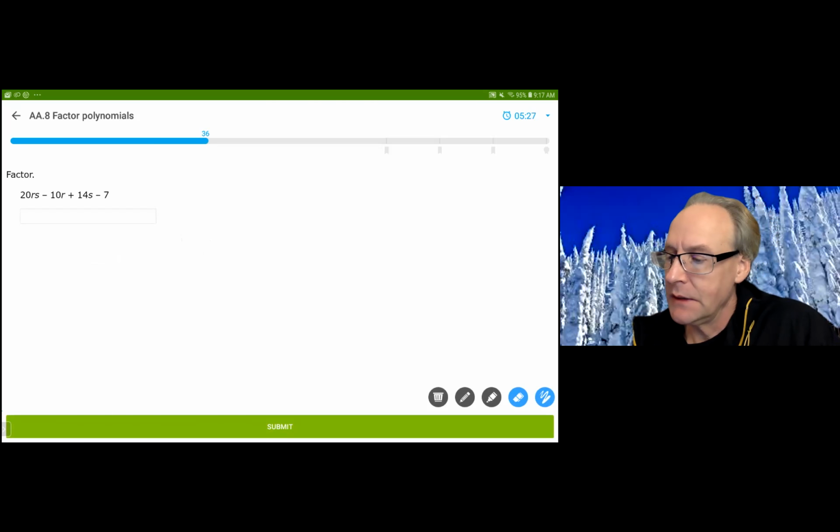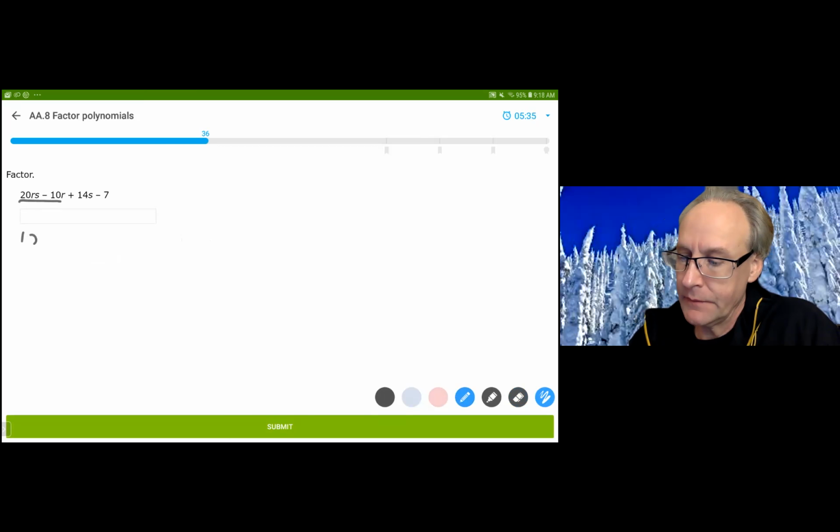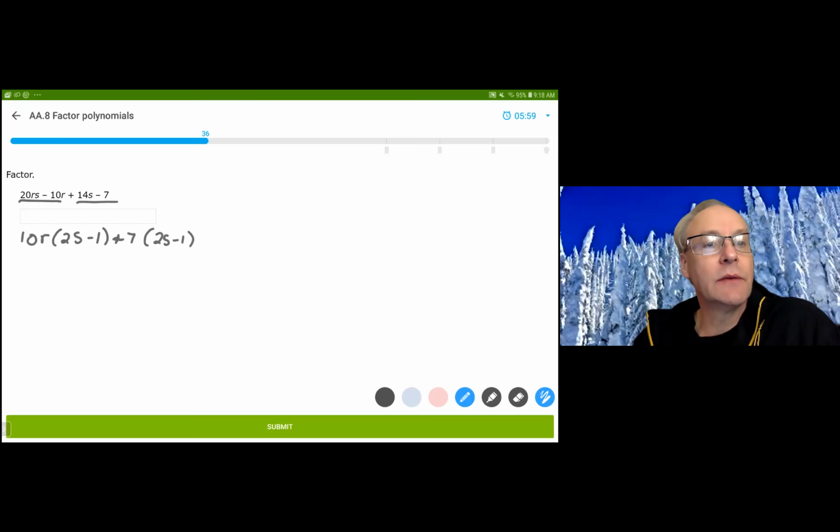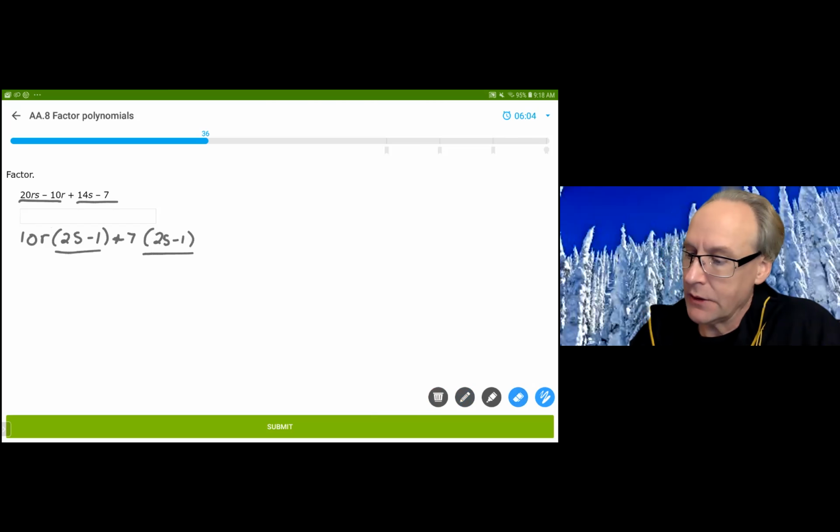Factoring by grouping again, looks like we can take out a 10r from our first pair, and we have a 2s minus 1. One of the things I want to point out is that we're looking to get a 2s minus 1 over here. So what do we have to take out to get a 2s minus 1? Well, it's just a positive 7. Sometimes it's not going to be as clear, and sometimes you're going to have to take out a negative. But anyway, there it is. There's our common factor that we're going to take out. And we take out our 2s minus 1.